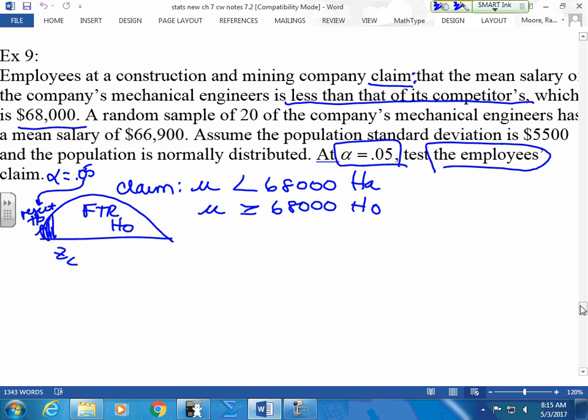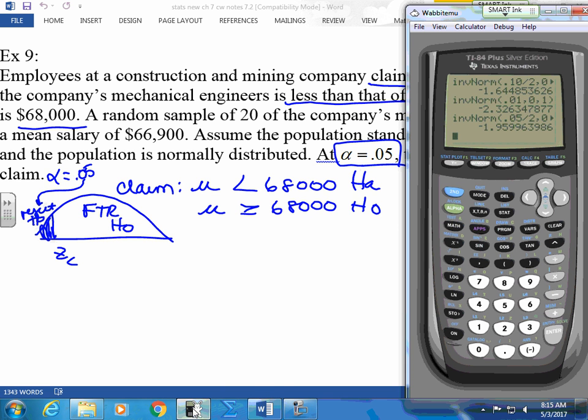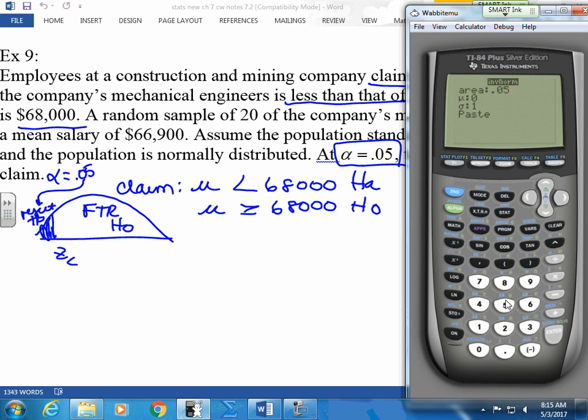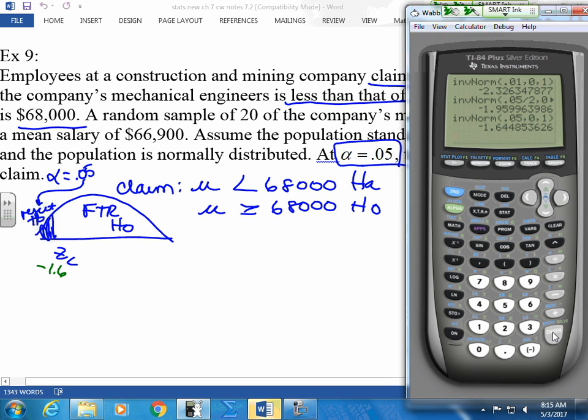Okay, so I either can go to my chart, which is already done for me, or I can go to my inverse norm. So I do second Vars, inverse norm, and I say 0.05. Do I have to share this with anything else? No. So I come down here, and I paste. And it's negative 1.645. Okay, this is my critical cutoff value.